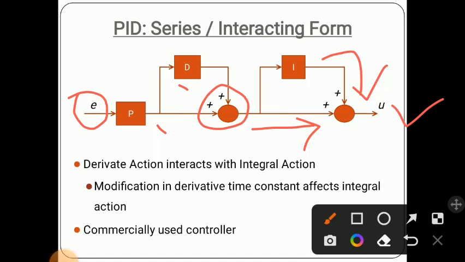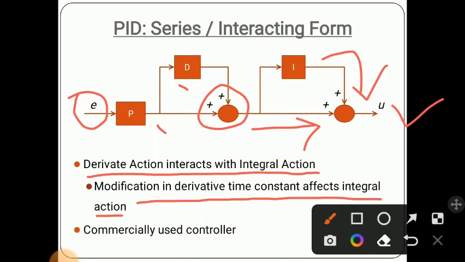Here it is written: derivative action interacts with integral action. Modification in the derivative time constant affects integral action. This controller is used commercially. There is a modification in the drawbacks of derivative and integral, and finally we get U as the controlled output.